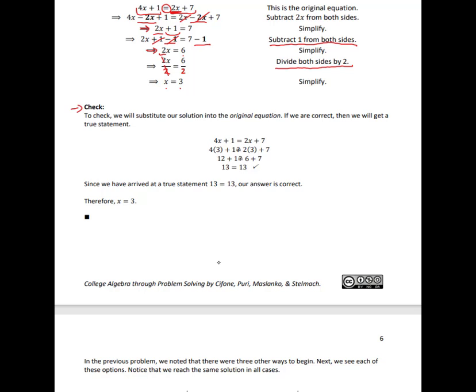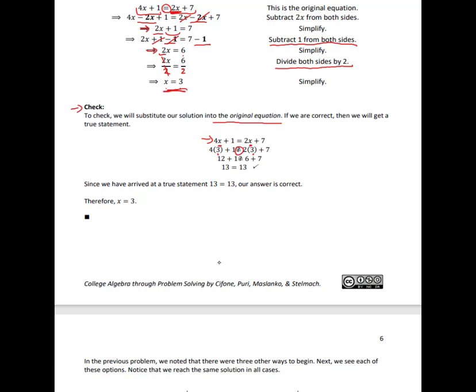In order to do that, we need to substitute our solution into the original equation. You start with the original equation, and everywhere you have an x, you replace that x by your solution, which in our case is 3. Now, notice that we have a question mark here, and the reason is that we are checking if the left-hand side of the equation is equal to the right-hand side of the equation. So let's do them separately.